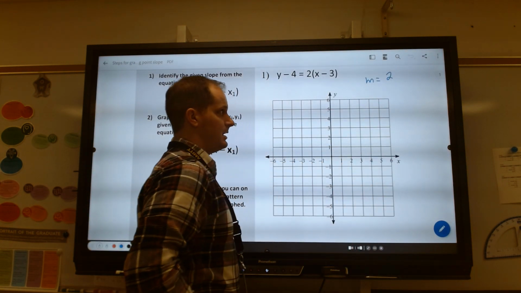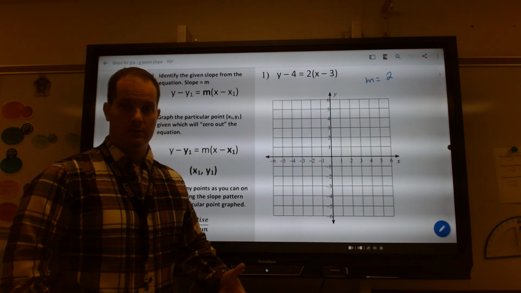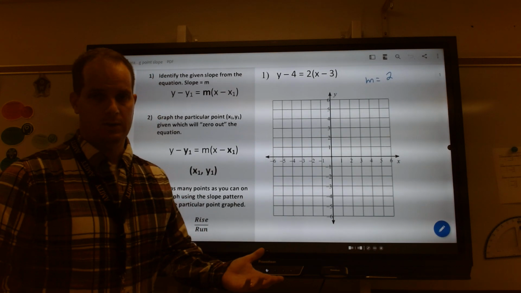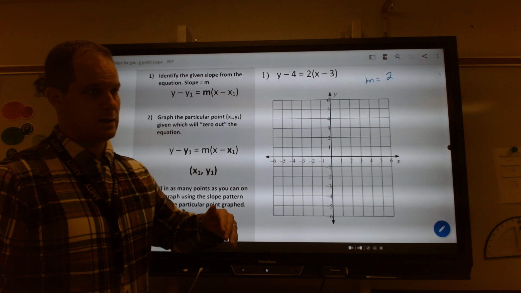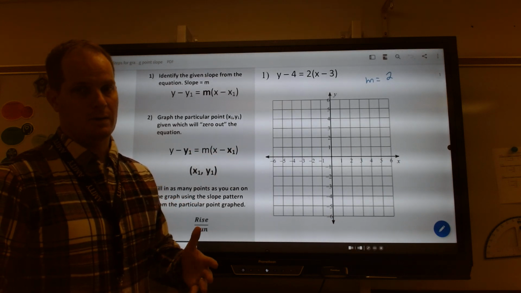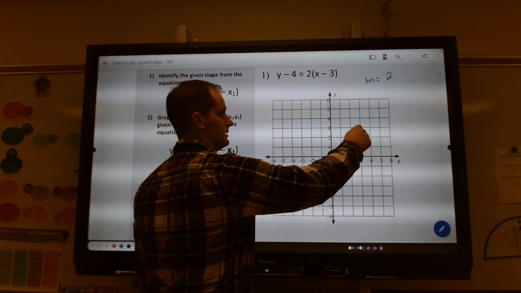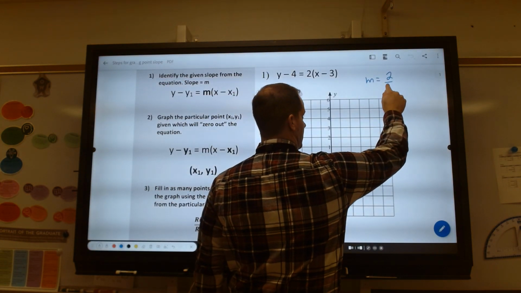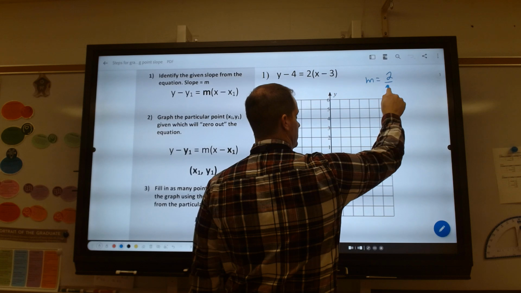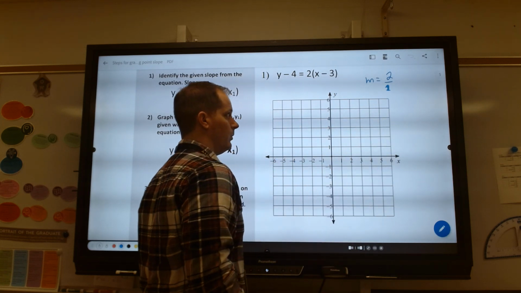A lot of times you'll say to yourself, well, what does that mean? Well, your slope, a whole number of 2, means that your rise is up 2 and your run is 1. Remember, you can represent slope as a ratio of change in y over change in x. So it might be a good idea just to put your value of 2 over 1.